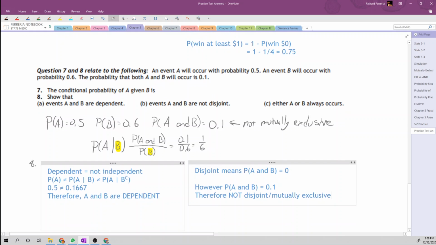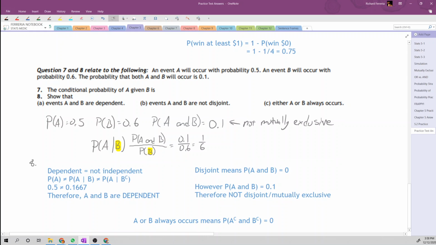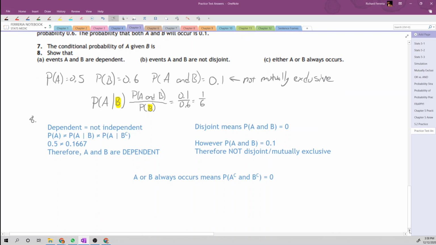Now the last part here, letter C, is we need to show that either A or B always occurs. That statement is the same thing as saying that the probability of A complement and B complement has to be equal to 0. Maybe the easier way of saying this is that A or B always occurs if the probability of A or B is equal to 1. Yeah, that's definitely the best way of doing that.